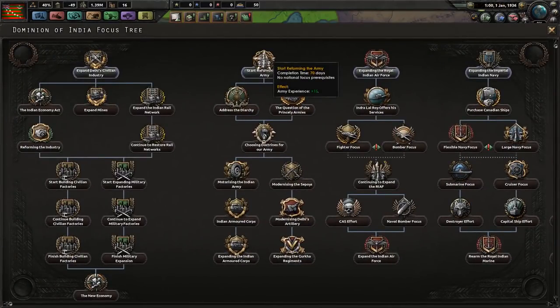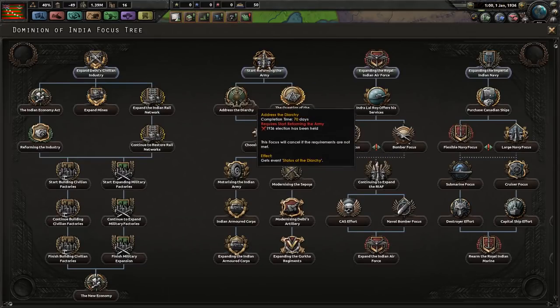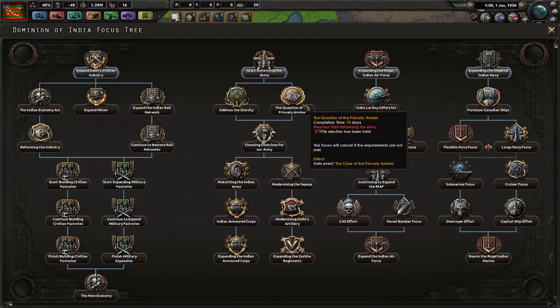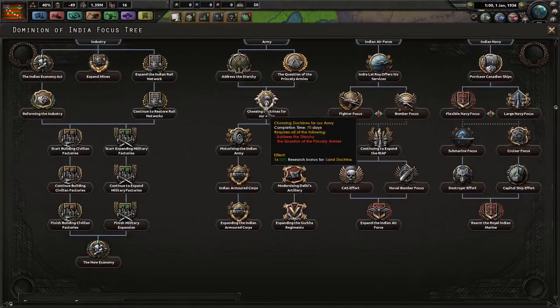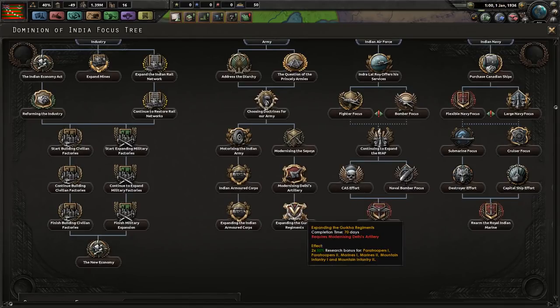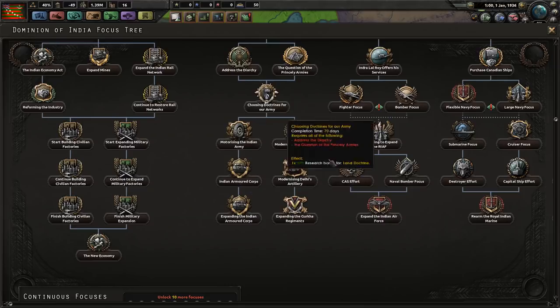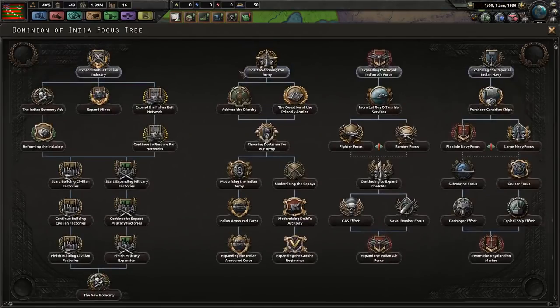Then you've got your army tree, where you can reform the army here. Then you have to deal with the case of the princely armies and the diarchy. I'll talk about that once I actually unpause. Land doctrine stuff, and then there's no exclusive choices here, just research bonuses for things in your army. Armor and support equipment and infantry equipment and things like that.